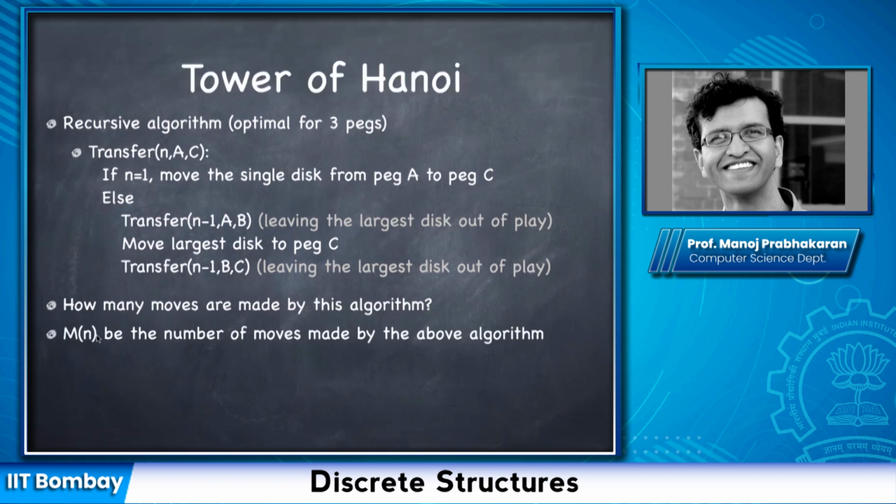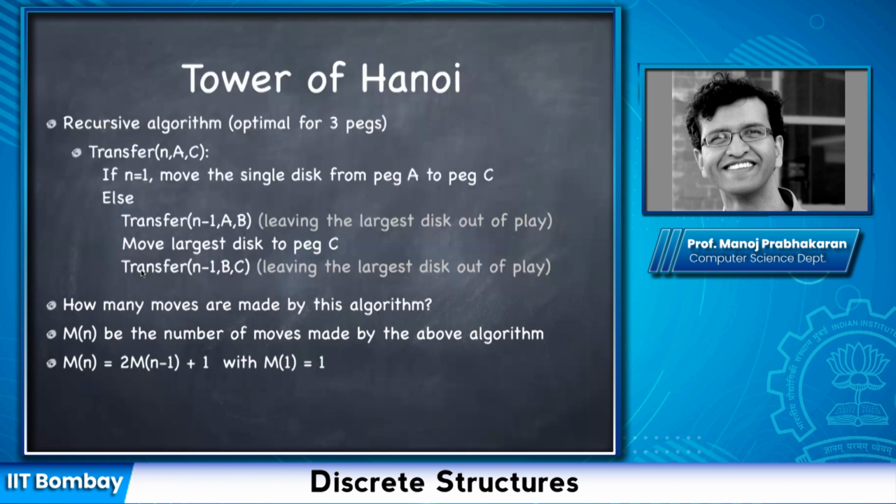And further, that function, let's call it M(n), is the following. If n equals 1, there is one move you have to make. Otherwise, there are two recursive calls to a problem of size n minus 1, so whatever number of moves they make, plus one additional move that you make. So M(1) equals 1, that's the base case, and M(n), if n is greater than 1, is equal to 1 plus 2 times M(n minus 1). That's the number of moves you make in the smaller calls.